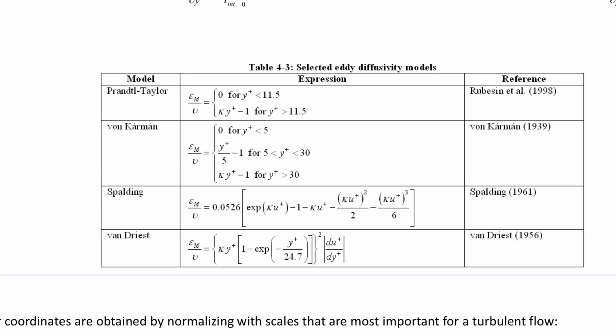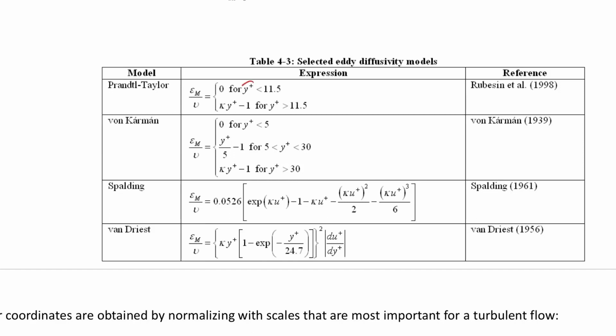So what are those things, and how do we actually get our current model into those forms? It turns out that these things are called inner coordinates, so y plus, u plus. These are called the inner coordinates. Inner coordinates are a representation or sort of a normalization of the coordinate system based on certain things we actually care about in the fluid flow.